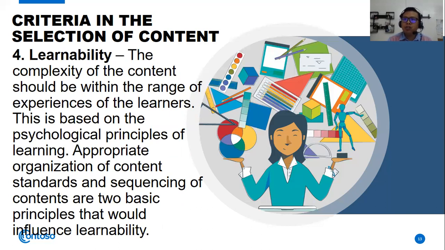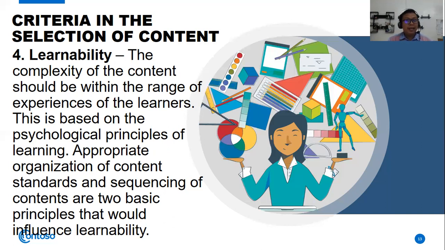Sometimes we choose contents which are not fitted to the grade level of our students, meaning our students are not yet ready to accept these contents because they are not yet ready to have these skills, to have this knowledge. This is based on psychological principles of learning.